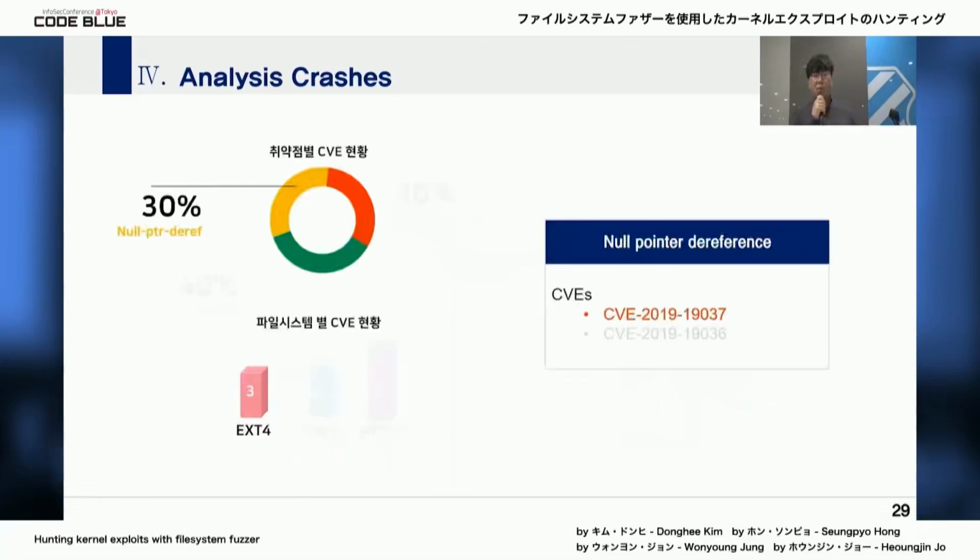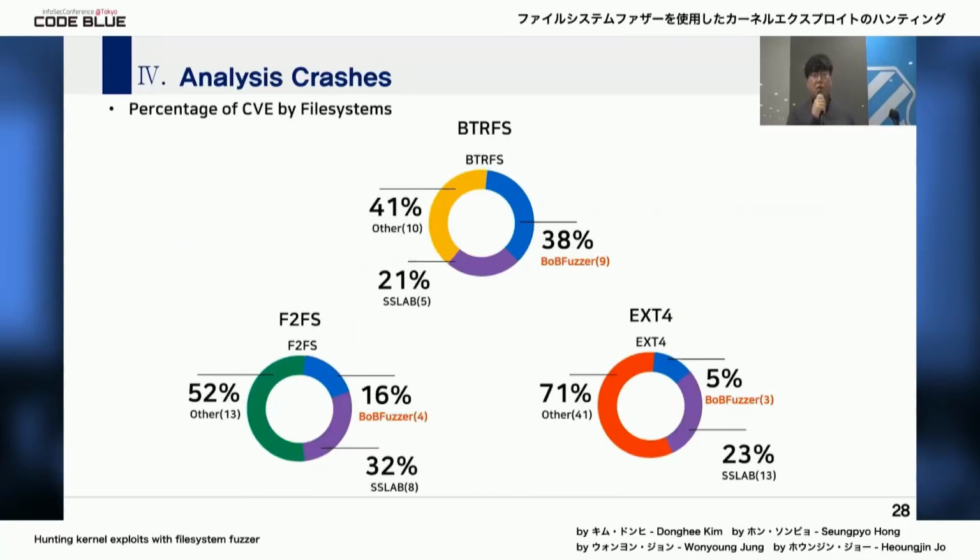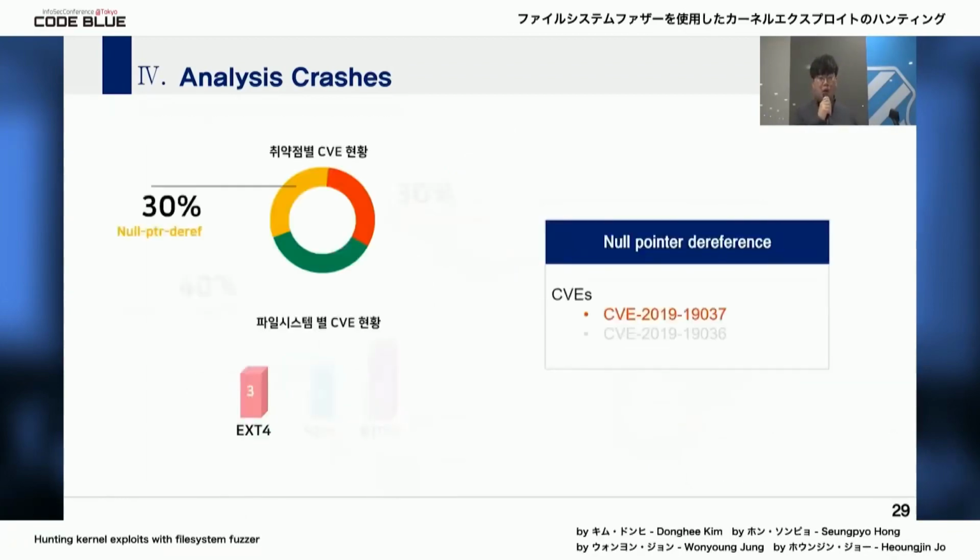So, since the final goal of our analysis of crashes is LPE, we internally scored each crash from 1 to 10 depending on the extent of exploitability. Now, I will explain the analysis of each crash type. First, null pointer dereference vulnerability.